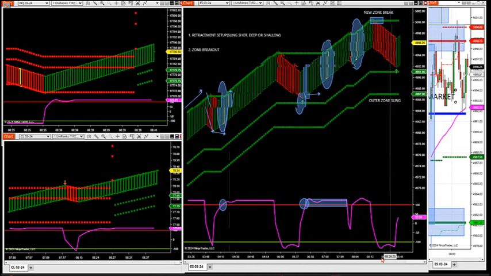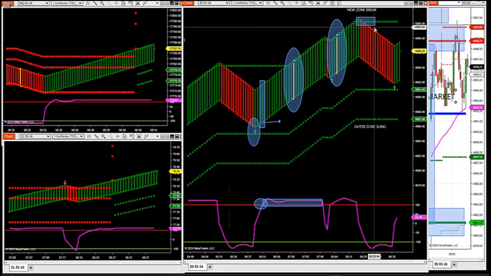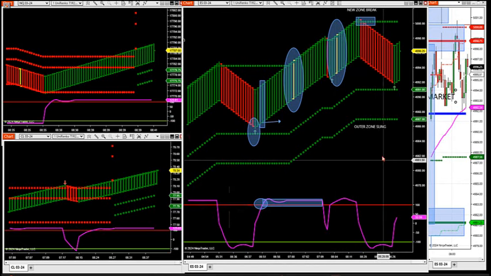All right, so the next two setups we'll look for before I turn this video off, I'm looking for a buy breakout of 5,000.75. That swing high, because that's our zone breakout. See if it can turn yellow. Outer zone slingshot, see if we can get this retracement, we're good to go.